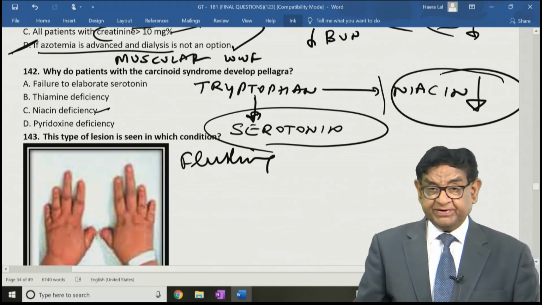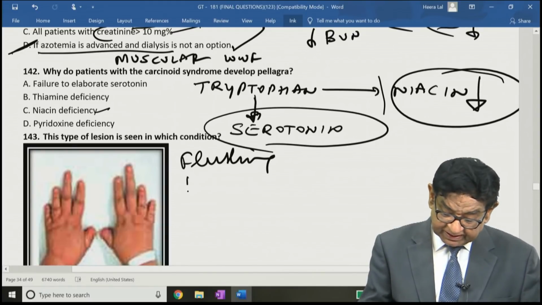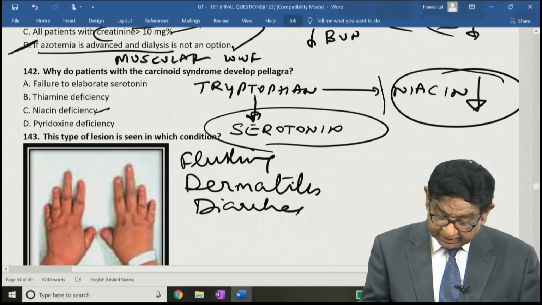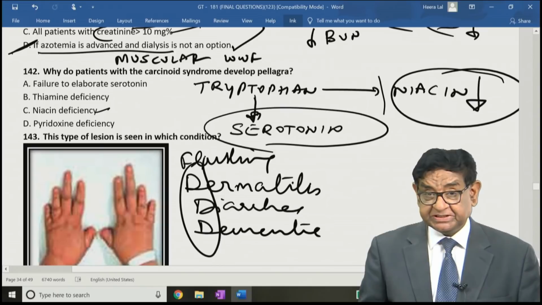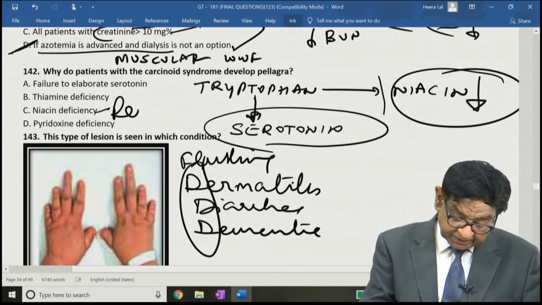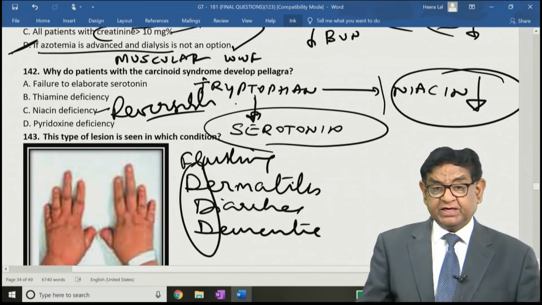And when niacin deficiency occurs, the patient develops features of pellagra, that is dermatitis, diarrhea, and dementia. 3 Ds. Now one more thing, there's one condition where dementia is there, but what is special about this dementia? This is reversible dementia. It's a very frequently asked question.